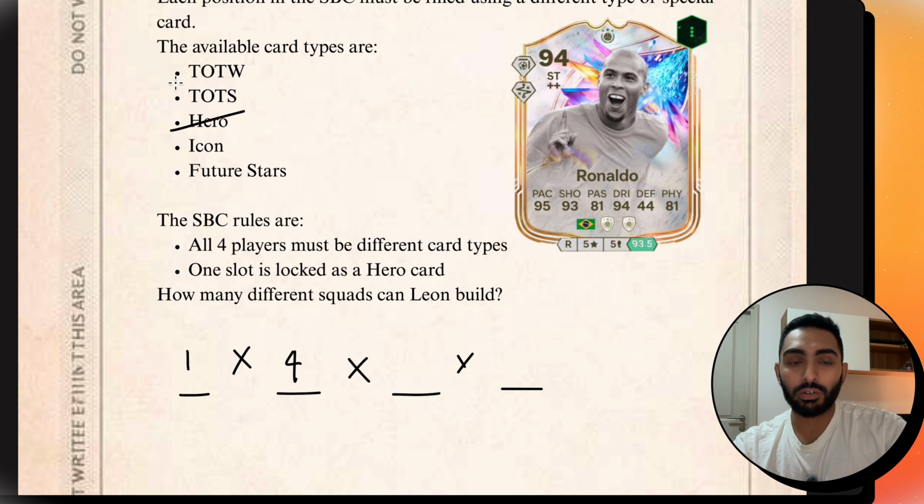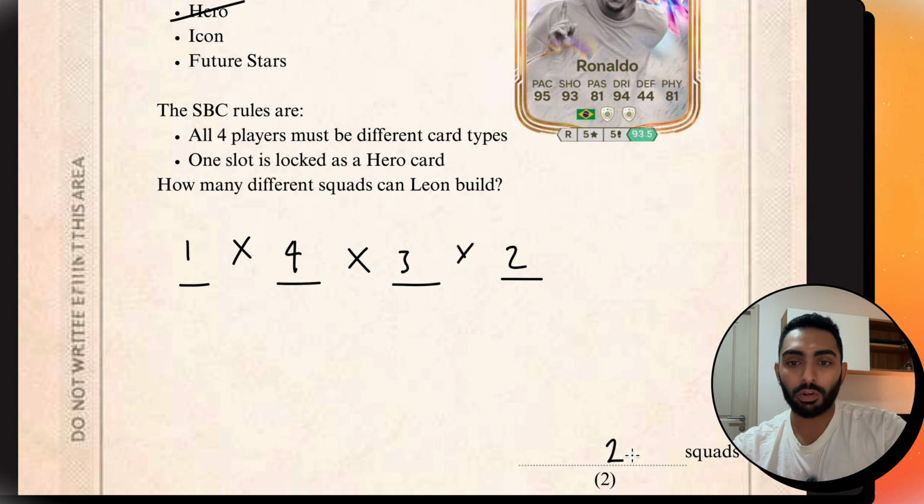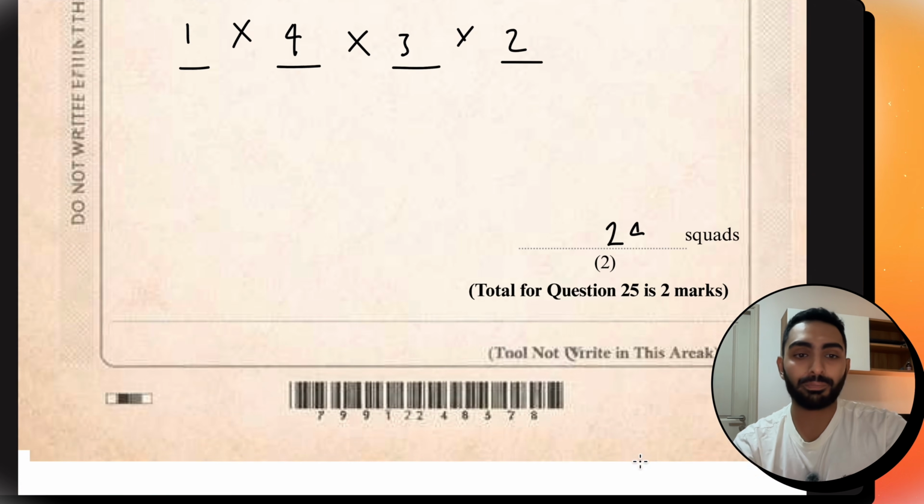And then let's say I got rid of that team of the week. I've got 3 options for that next pick. And let's say I got rid of my team of the season. I probably wouldn't do that. I have 2 of these left. So I can pick from 2, 4 times by 3 times by 2, 4 times by 6 would be 24. There's 24 different squads that I could choose.